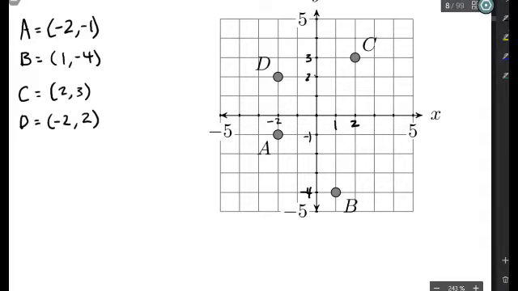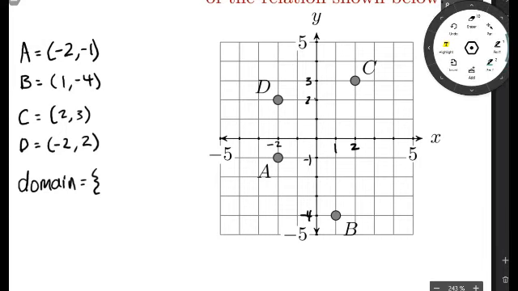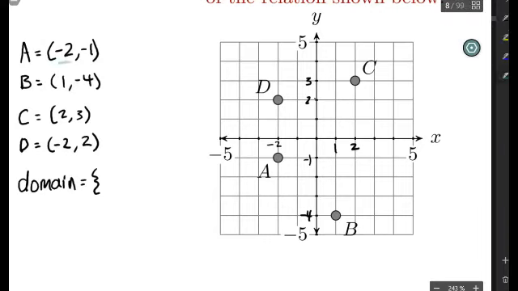So now we can state the domain. The domain consists of, let's see, what do we have here? -2, 1, 2, and -2, so repeated here. And we get -2, 1, and 2 for the domain.